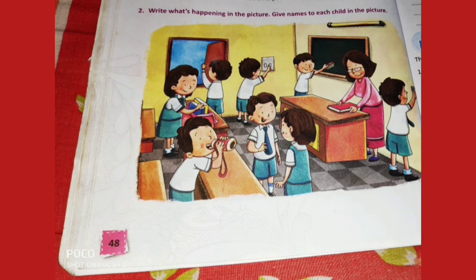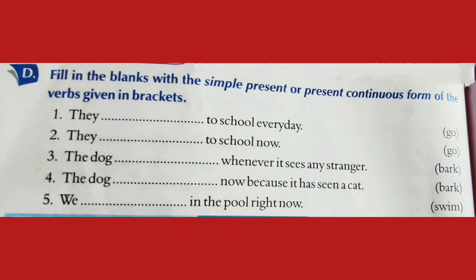Okay, students. Now, we need to do something more. Fill in the blanks with the simple present or present continuous form of the verbs given in the brackets. When you have to use simple present tense or present continuous tense, you need to understand after reading the sentence. As I have already shown you the time expressions, remembering those time expressions, you need to understand where you need to use the simple present tense or the present continuous form of the verb. So they dash to school every day. In the bracket you get go. So here which tense you will use, you have to think and do.